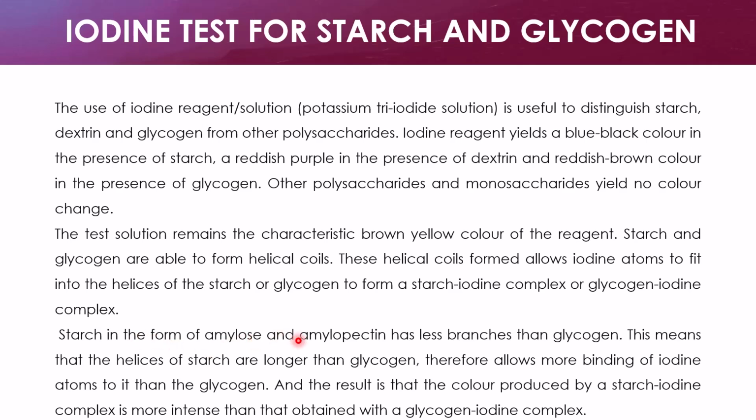What you also have to notice is that starch, in the form of amylose or amylopectin, has fewer branches than glycogen. This means that the helices of starch are longer than those of glycogen, and therefore allow more binding of the iodine atoms than glycogen. The result is that the color produced by a starch iodine complex is more intense than that obtained with a glycogen iodine complex.